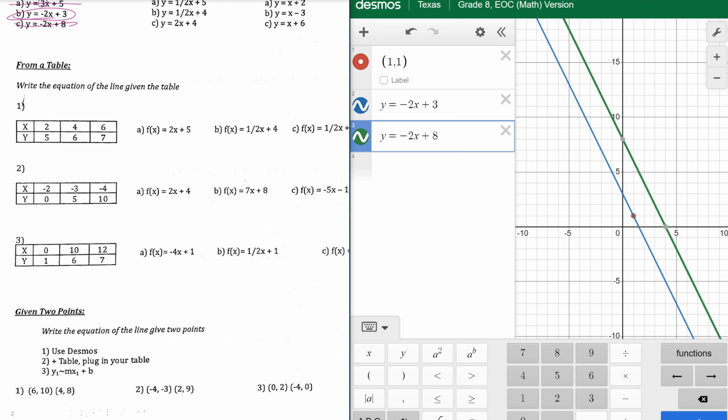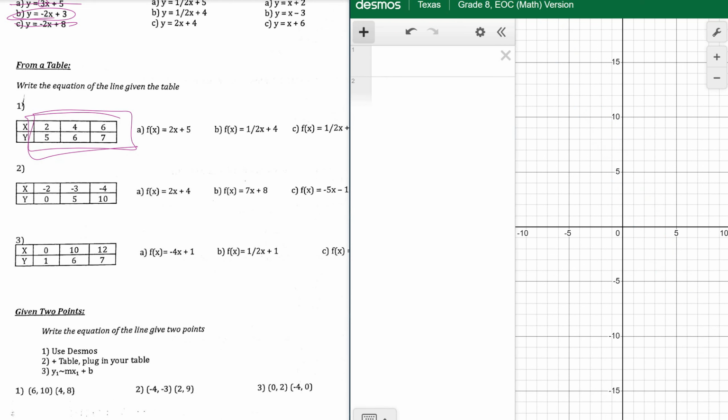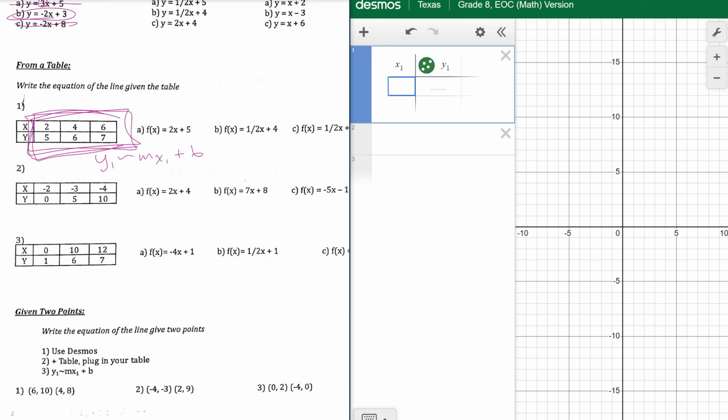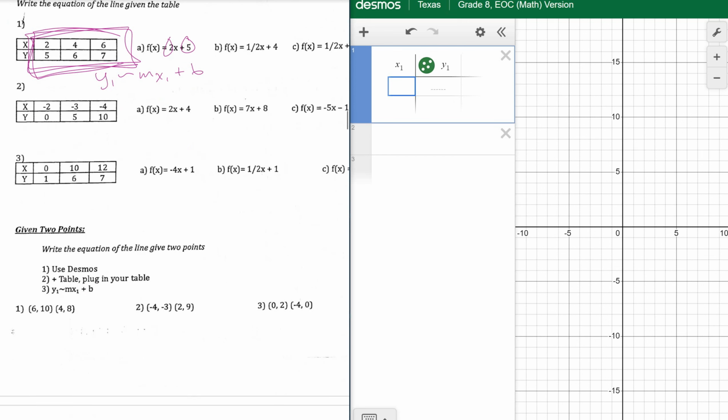You can also make the equations, so what I mean is, if you make this table yourself, let me get a new Desmos, if you hit the plus button and make a table, you could type in these table values, and then do you remember what you would put underneath it? Y1 tilde mx1 plus b. So that's what you would type under it, and it would give you your m and your b, and you can compare it. So that's one way. You can tell we're going to do that in a second down here because these do not have multiple choice answers.